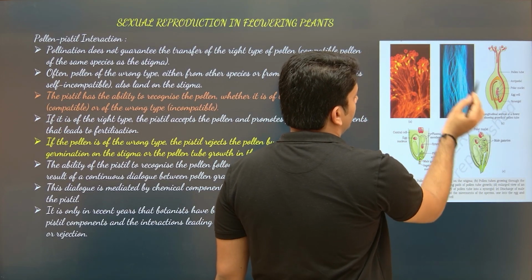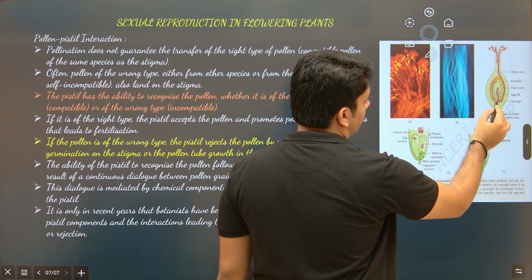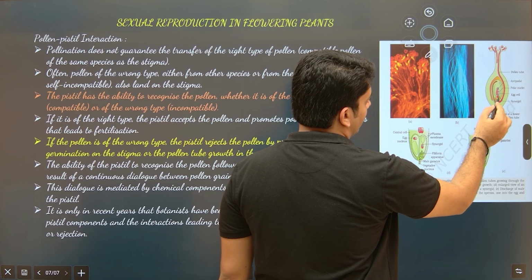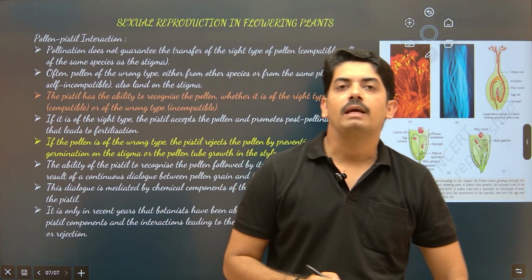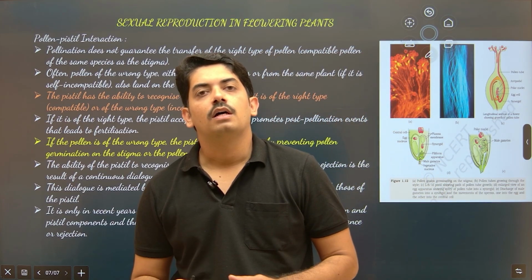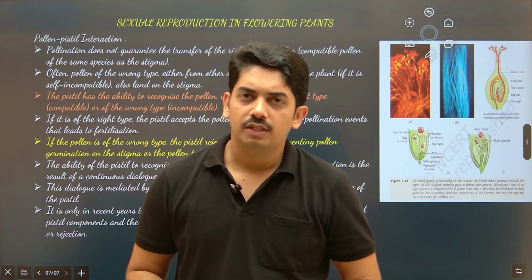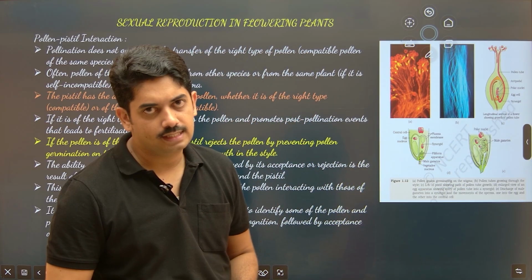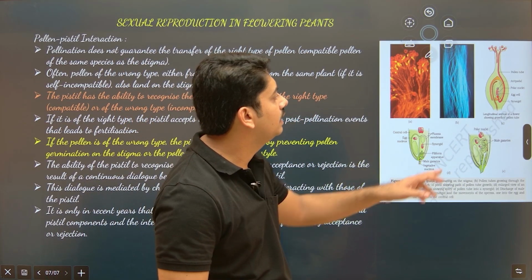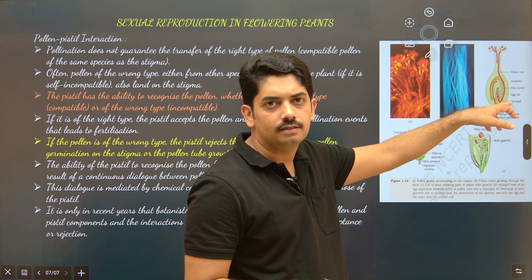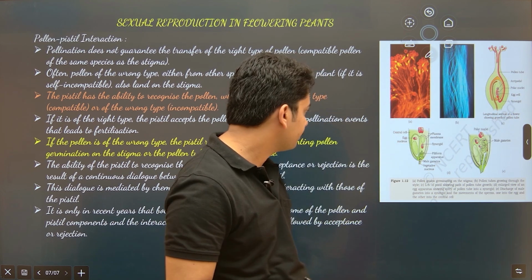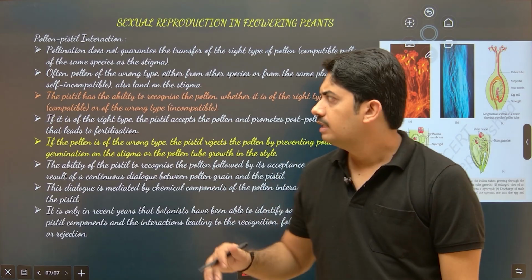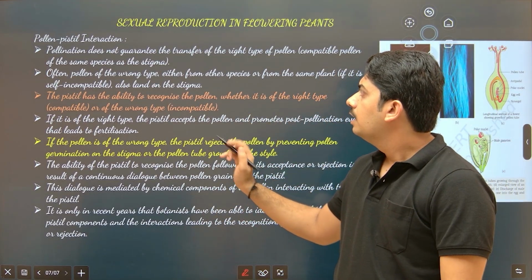ovule. Here you can see this is the pollen tube. Now it has reached the micropylar region. Here the embryo sac is present. The embryo sac consists of the egg apparatus, polar nuclei and antipodal cells. The region where the pollen tube enters is the micropylar region, and the opposite region is the chalaza. So let us see what explanation is given here.